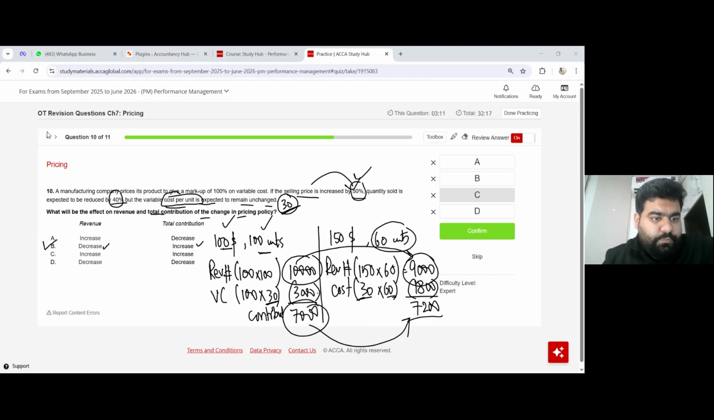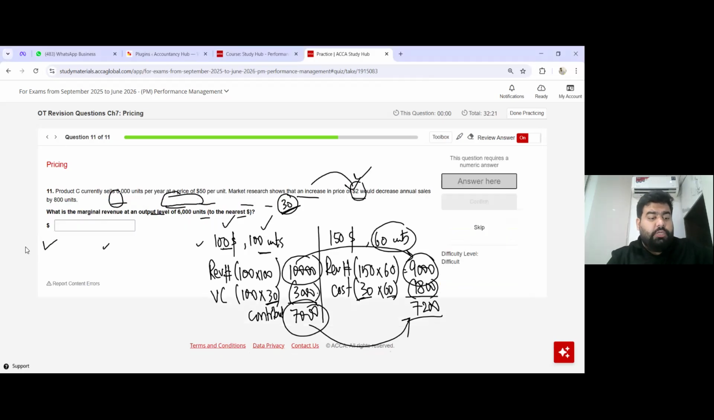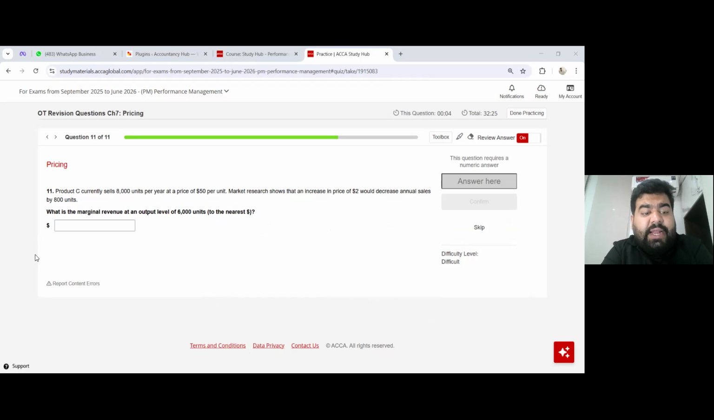Okay, last question of the study hub of pricing. Product C currently sells 8,000 units per year at the price of 50. Market research shows that an increase in price of 2 would decrease annual sales by 800. What is the marginal revenue at an output level of 6,000?